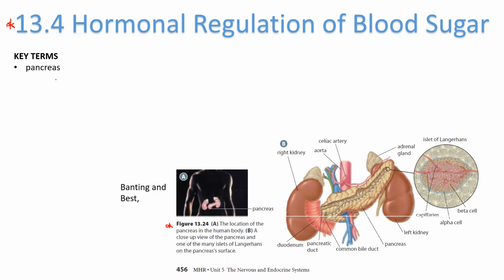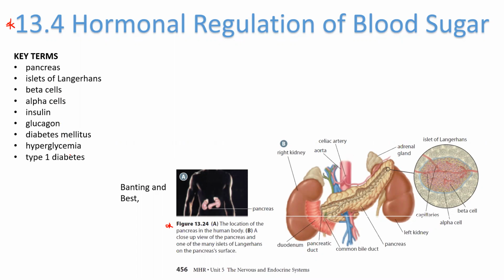Key terms: pancreas, islets of Langerhans, beta cells, alpha cells, insulin, glucagon, diabetes mellitus, hyperglycemia, type 1, type 2 diabetes, and we're going to start with the pancreas. Okay, now in Biology 20, you learned that the pancreas was an organ of digestion. It releases bicarbonate ions to buffer the acidic contents of the stomach. It releases enzymes like pancreatic amylase, lipase, some protein digesting enzymes as well.